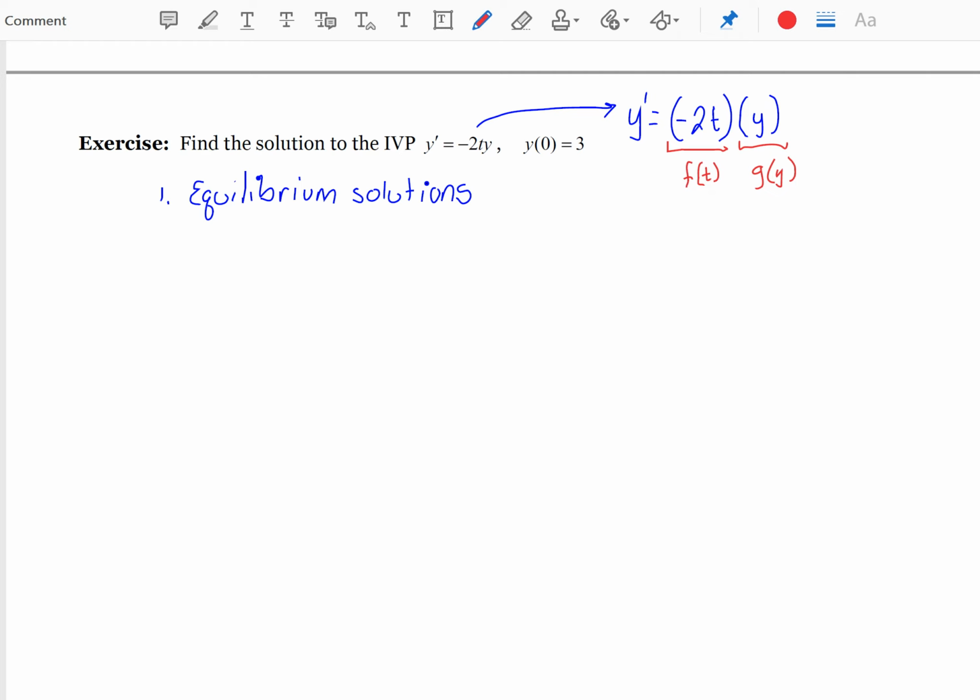So to find any of your equilibrium solutions, we'll take g of y, which is just y, and ask when is this equal to 0? And we'll observe this is only equal to 0 when y is equal to 0. So this is our equilibrium solution.